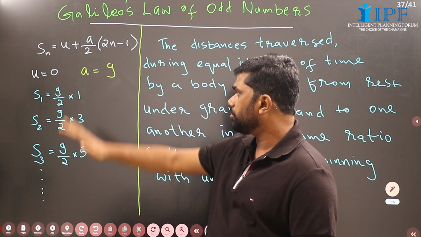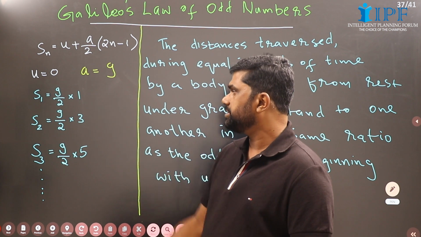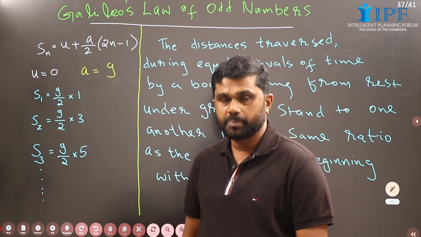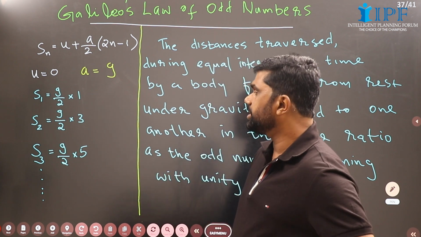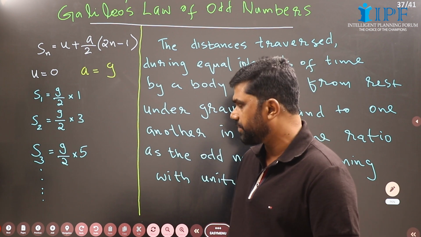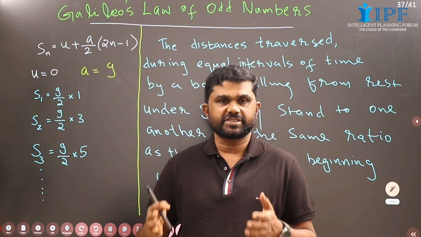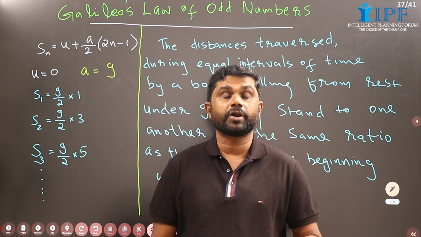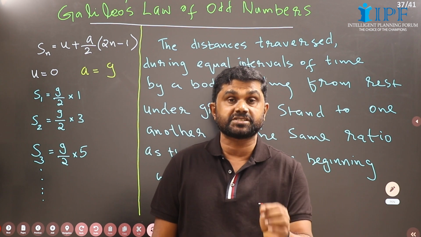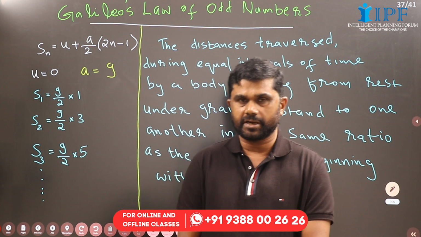So u equal to 0, a equal to g. Displacement in the first second will be g by 2 times 1, displacement during the second second will be g by 2 times 3, and displacement during the third second will be g by 2 times 5. So the ratio of displacements during the first, second, third second for a body falling from rest under gravity alone will be 1:3:5 etc.